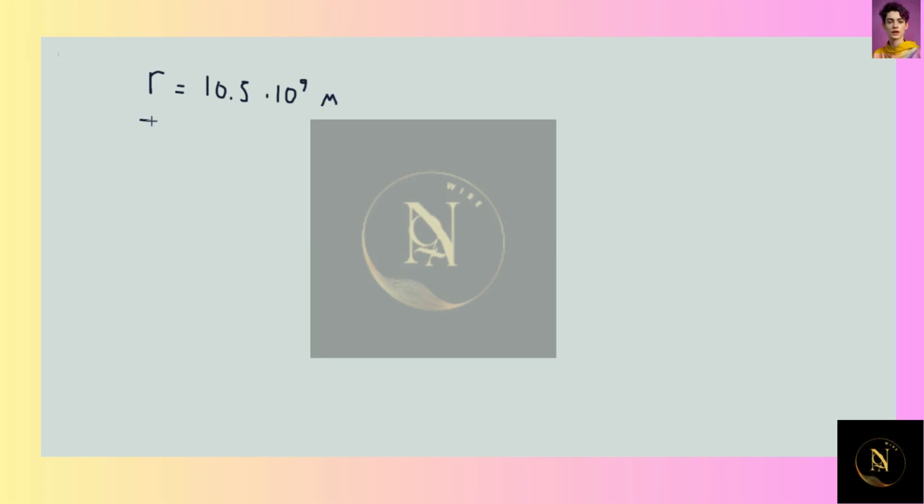And we're given that the period is 6.3 days, and we'll want that in seconds. And so doing that, we should find that it's 5.44 times 10 to the 5th seconds. So now we just don't have to worry about those later on.